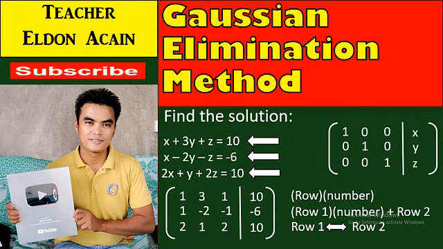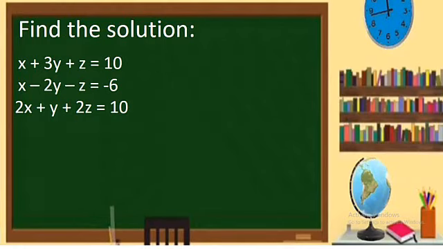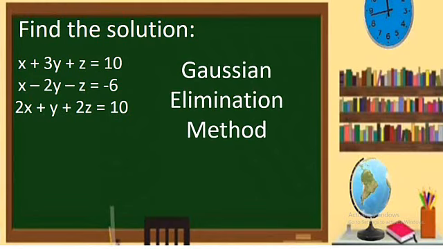Our lesson for today is all about the Gaussian elimination method. Using this method, we can find the solution of three equations. So let us have an example. From these given three equations, find the solution. As you can see, we have three equations, so we can solve this using the Gaussian elimination method.